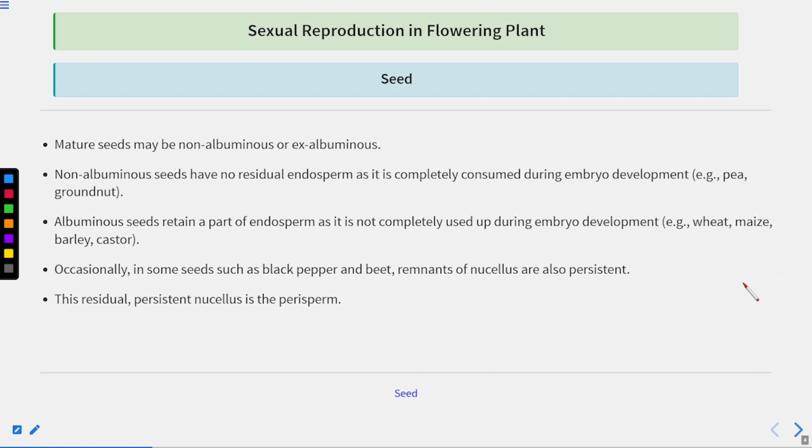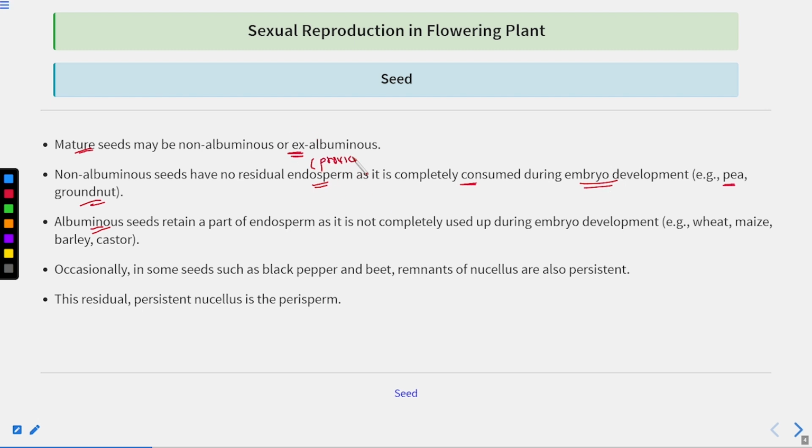Now let's move on. The mature seed may be non-albuminous or albuminous. This you have to remember. We're talking about the seeds. Now the seeds have matured. The seeds can be of two types: non-albuminous, also known as ex-albuminous, or albuminous. Now, what are non-albuminous seeds? They have no residual endosperm, as the endosperm is completely consumed during the embryo development. For example, pea and groundnut. So what happens in the pea and the groundnut? During the embryo development, the endosperm is completely consumed. The cells of the endosperm provide nutrition to the developing embryo.